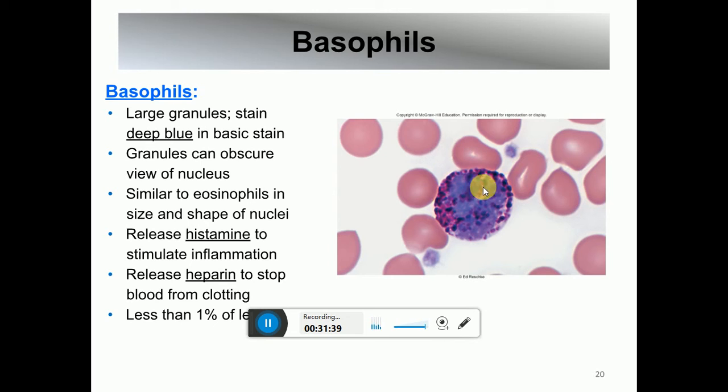Basophils would be the bluish granules, and basophils release histamine and heparin. Heparin, we already mentioned, stops blood from clotting, and that means that in that little area where the inflammation is occurring, we've got a blood thinner to prevent clots from happening, so that more blood can come in and help fight that infection. While the histamine really stimulates the inflammation, it leads to vasodilation of the blood vessels, bringing more blood into the area.